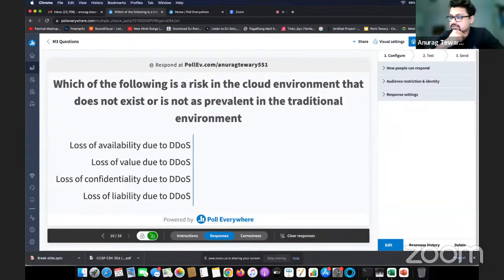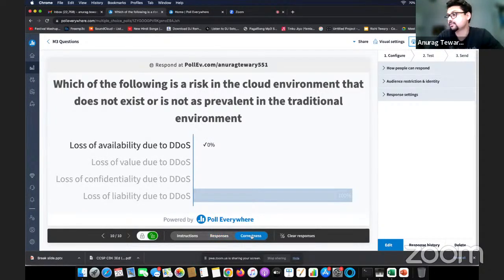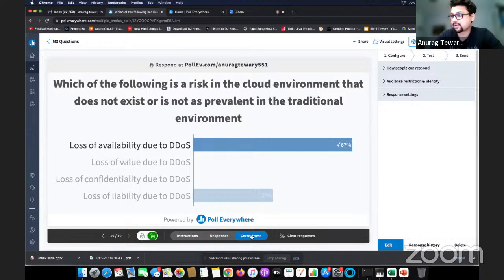I think this question will be an interesting one to understand. Okay, so let me clear what the answer is. It's the loss of availability due to DDoS. The reason being that DDoS always leads to loss of availability, but in the cloud environment it's much larger, because you are not talking about one customer or one tenant being impacted. You're talking about all the other customers or tenants who are using the cloud service provider. So the magnitude of the impact is much higher in a cloud setup with a DDoS attack.